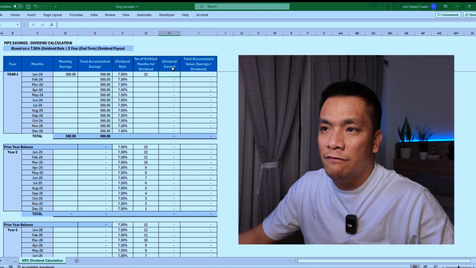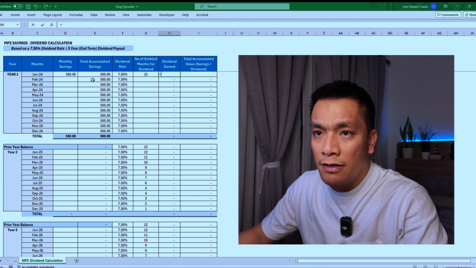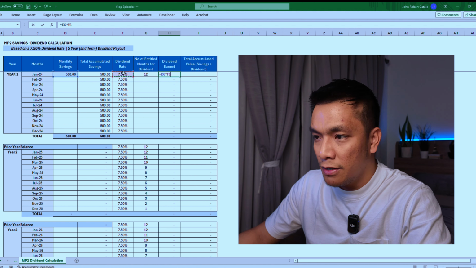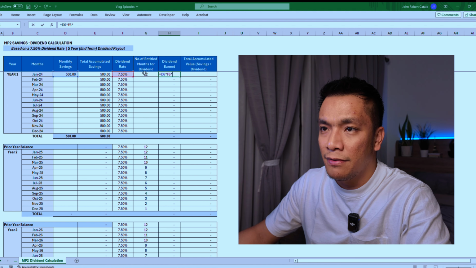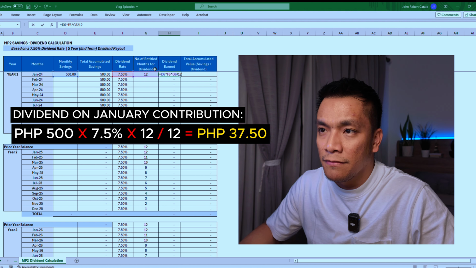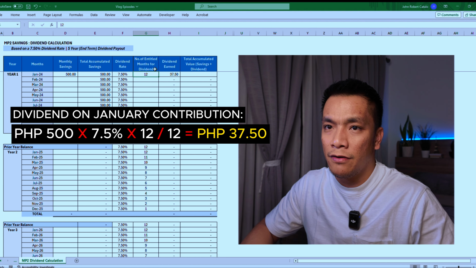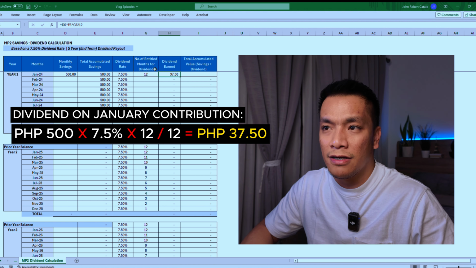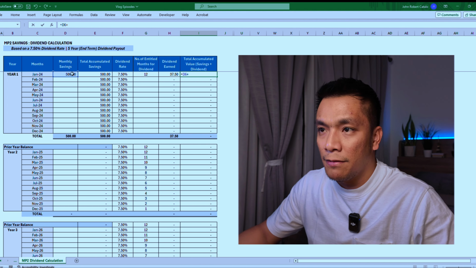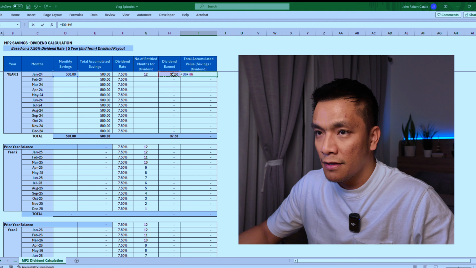And para makompute yung dividend earned, lagyan na tayong equals, yung monthly saving mo, multiplied mo by the dividend rate, and then multiply mo by the number of months entitled ng dividend, divide 12. So, yan yung dividend earned mo for the contribution you made in January. So, now the total accumulated value would be this plus the dividend earned.